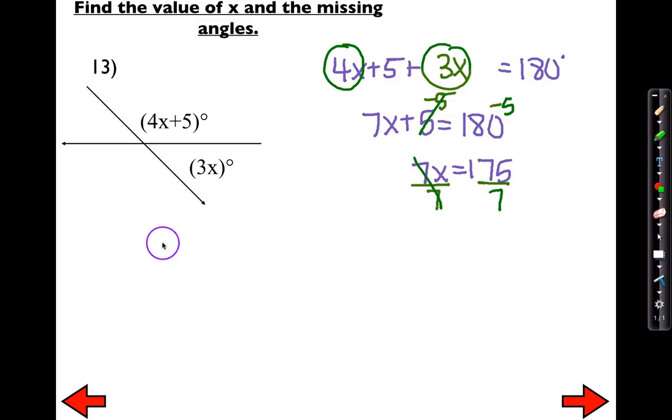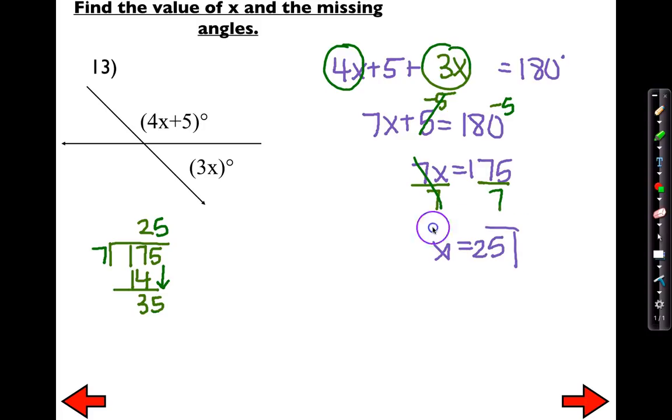These cancel. So let's do some side work. 175 divided by 7. This is going to go in about 2 times. And then bring down this 5. 7 goes into 35 5 times. So x is 25. But we're not done. They're also asking for those missing angles.